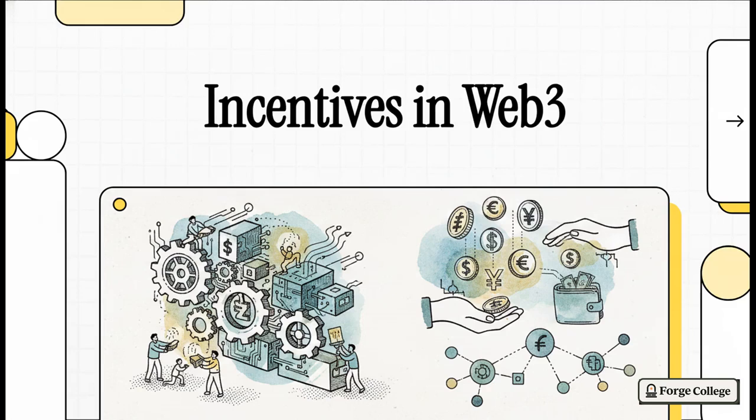Hey, if you were with us for the last lesson on trust and governance in Web3, you know we laid down the rules of the road. We figured out who gets to vote, how decisions are made, all that good stuff. But here's the thing. Rules alone don't build a network.